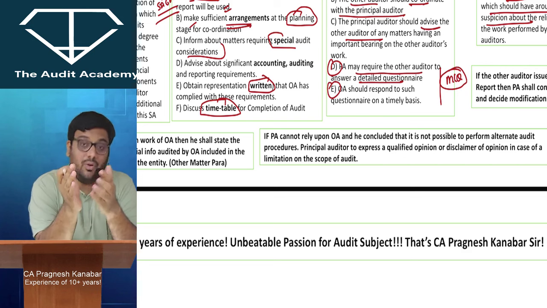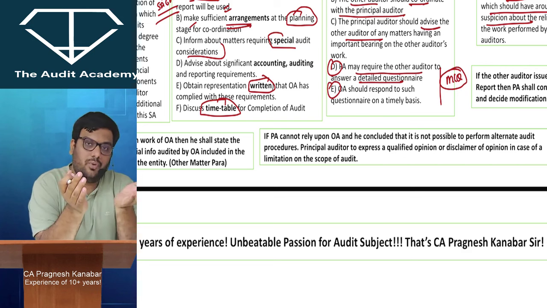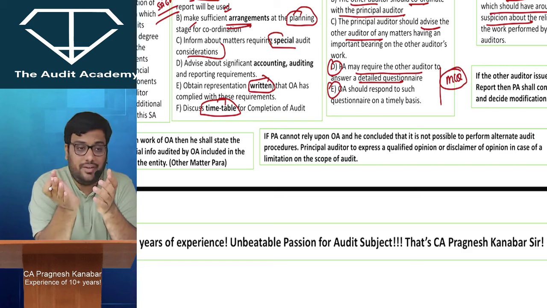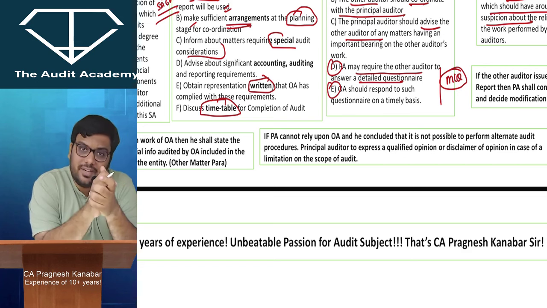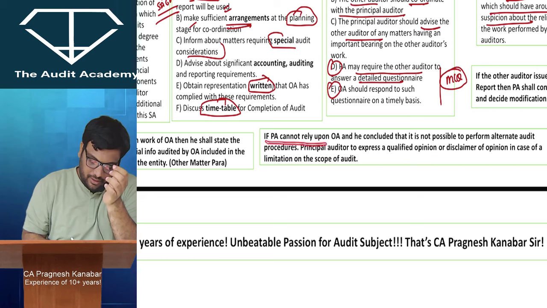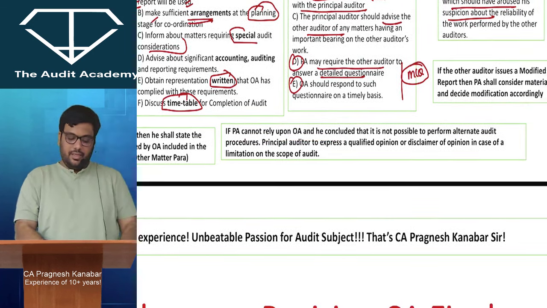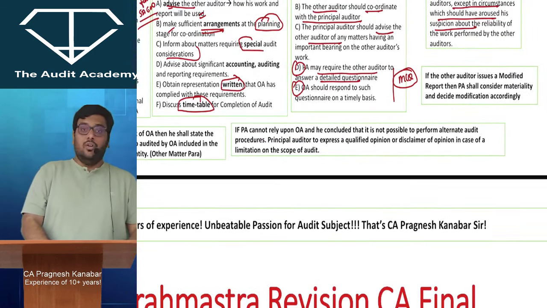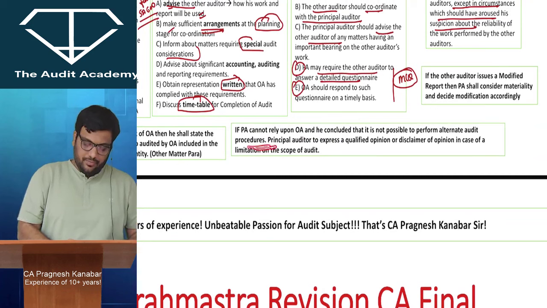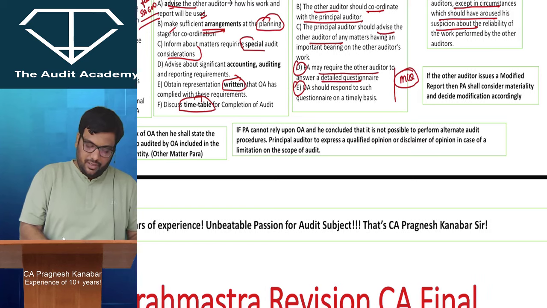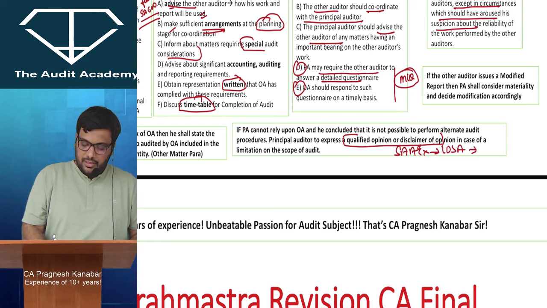If I can't rely upon you and if I can't audit the component, then it will turn out to be limitation. If I can't rely upon you and if I'm able to audit the component, then it is fine. If principal auditor cannot rely upon other auditor and he has concluded that it is not possible to perform alternate audit procedures, then in that case, principal auditor will express a qualified opinion or disclaimer of opinion. Come on, in my very first revision video, I told you, if sufficient and appropriate audit evidence is not available, creating LOSA, then in that case, I will have to go for either qualified or disclaimer of an opinion.